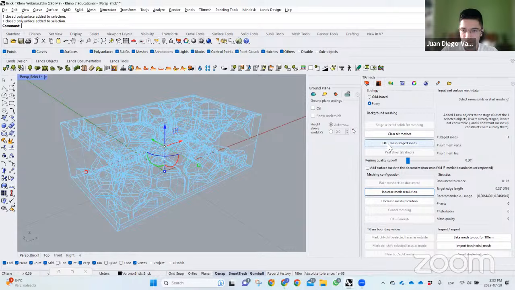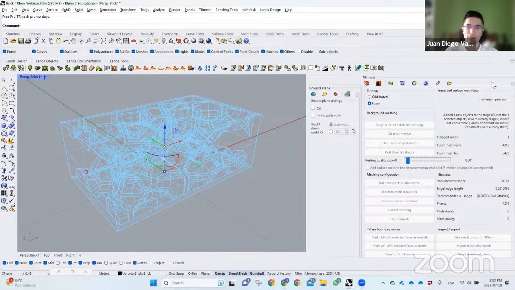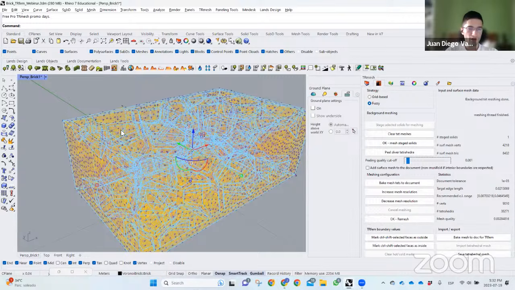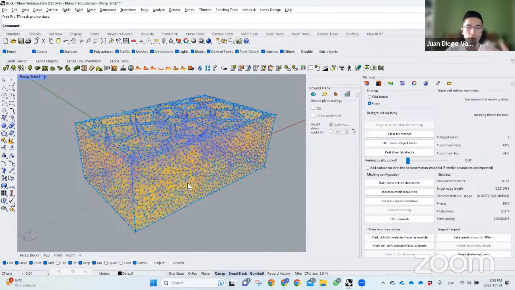We click on OK, mesh stage solids. You're gonna see here the meshing is in process. It's gonna tell you, and you're also gonna see some purple lines and dots that are gonna indicate the meshing is ongoing. So you see here. And after it becomes yellow with the purple dots on it, you will know that the meshing process has been finished. And you can also see here on the TRmesh interface.